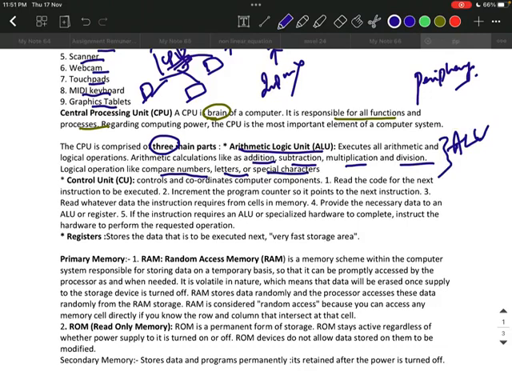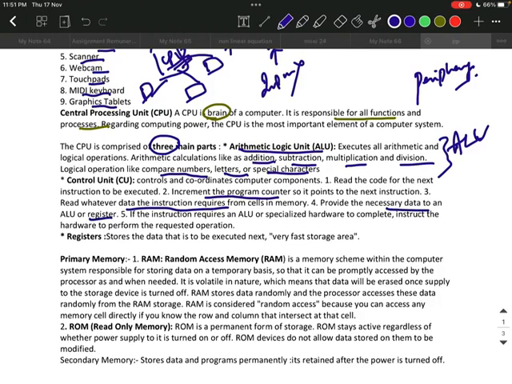Then we have a control unit. Look, one part is ALU, and whatever else remains is totally being covered by this control unit. So it is coordinating the computer components and controlling it. For example, it is reading a code for the next instruction to be executed, incrementing the program counter, reading whatever instruction is required, then providing the necessary data to ALU or registers, etc.